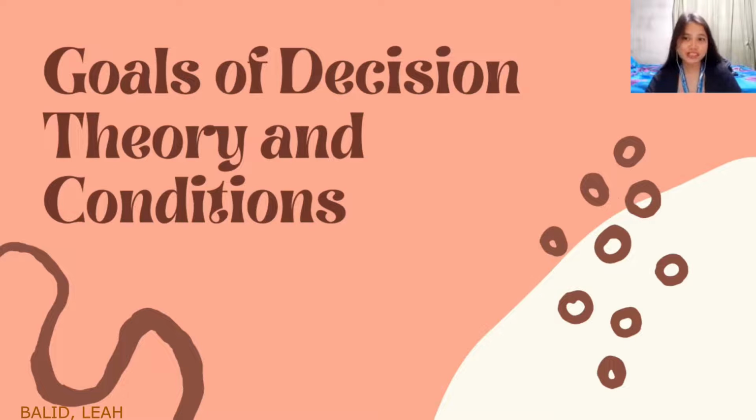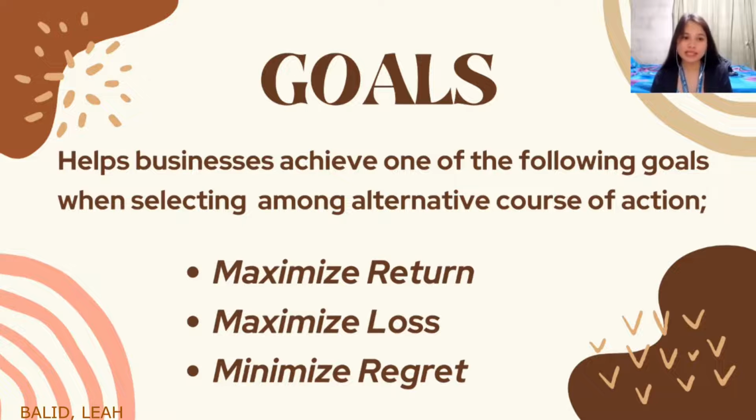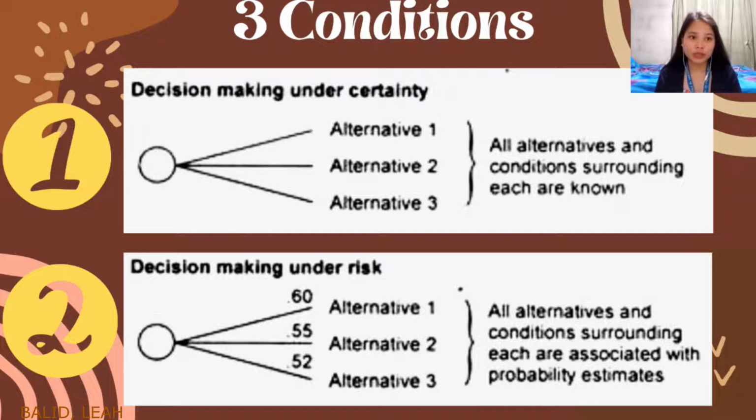The conditions and goals of decision theory. It helps businesses achieve one of the following goals when selecting among alternative courses of action: maximize the return, minimize the loss, and minimize regret. Let's proceed to the conditions of decision theory.